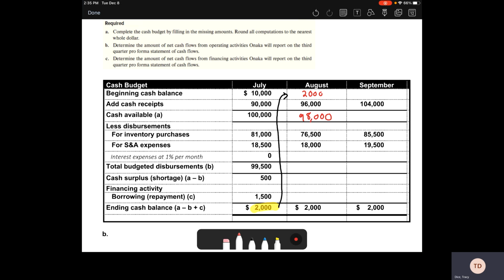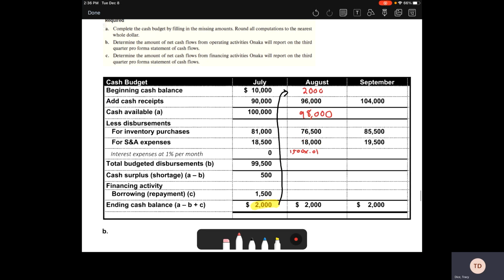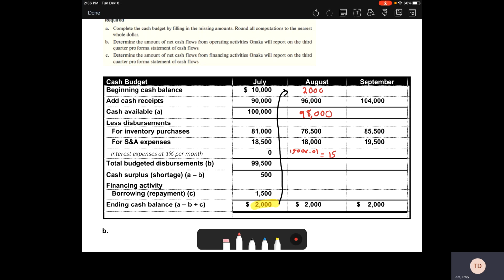So now what we need to do is figure out how much we owe in interest expense at 1% per month. So for August, we have a total of $15,000 in loans. So we need to take that times 0.01. When we do that, it is a total of $15 that we owe in interest at the end of August. So our total disbursements for cash, when we add all of that up, are $94,515.